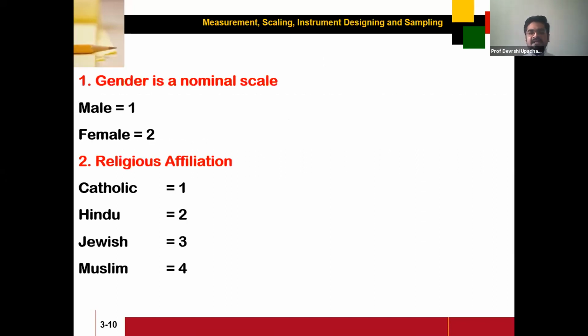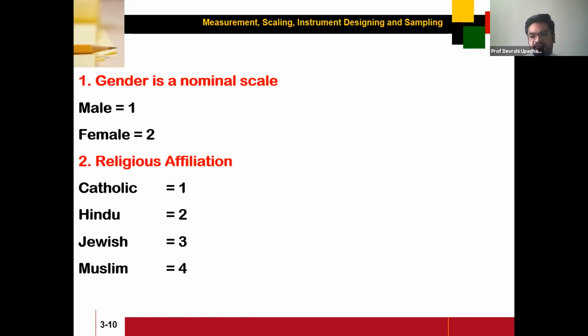The very widely used example is gender, because gender is a nominal scale, because ultimately you are giving a label, or assigning a number, to each gender. For example, for male I have given the number 1, and for female I have given the number 2. It can be anything, but let's assume you have collected 100 data, and when you filter the data, you find that you have 60 male and 40 female.